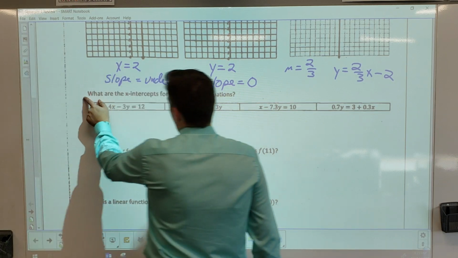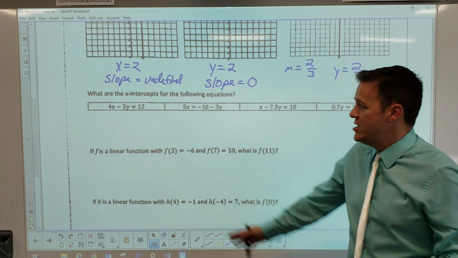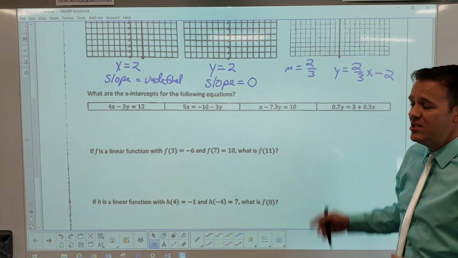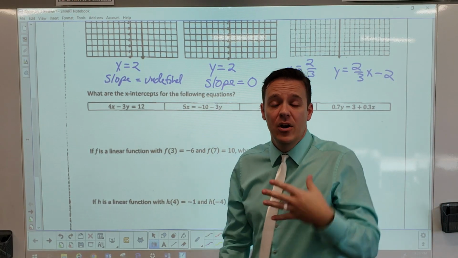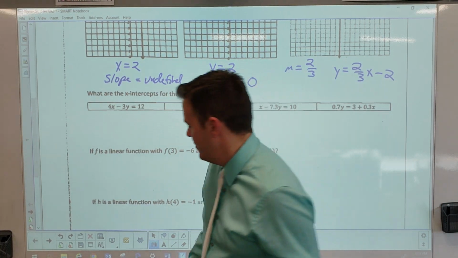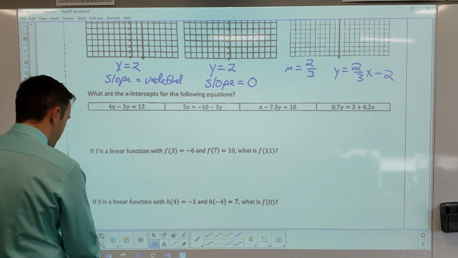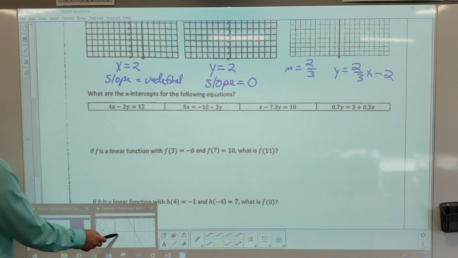All right, next, what are the x-intercepts for the following equations? There are 4 of them. Ladies and gentlemen, these are very simple. How do you solve these? Graph them. Okay, I would have you rewrite them, but you don't have time to rewrite all of these.